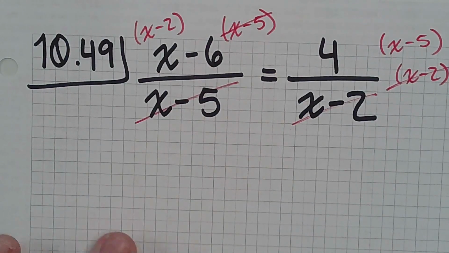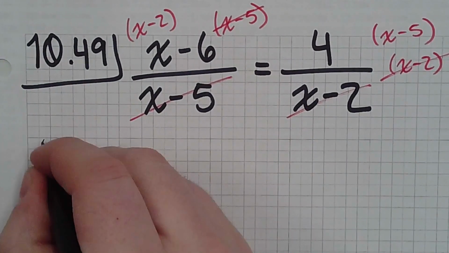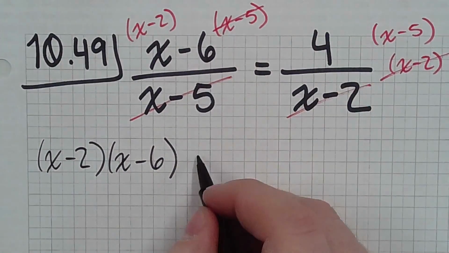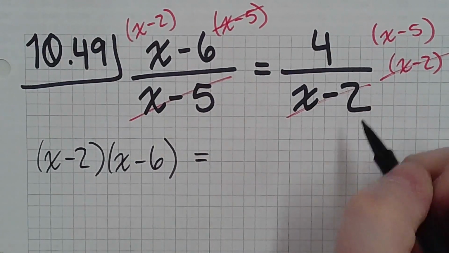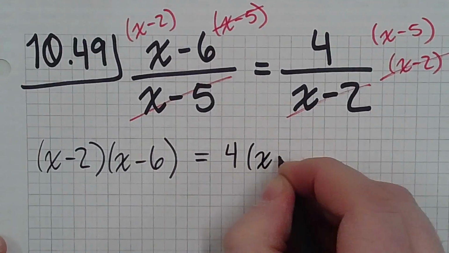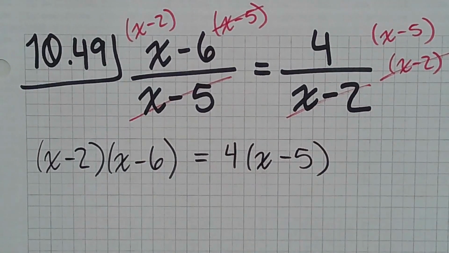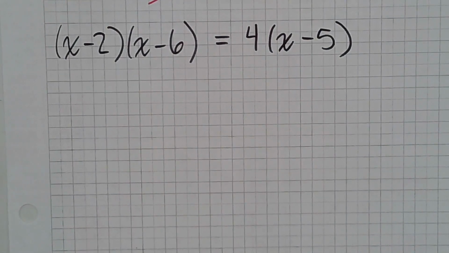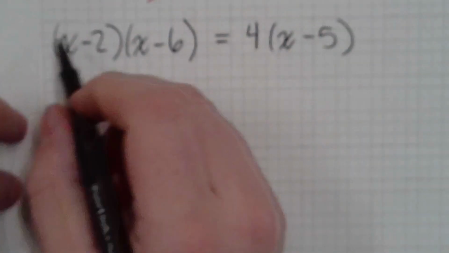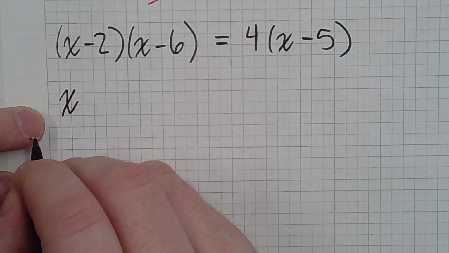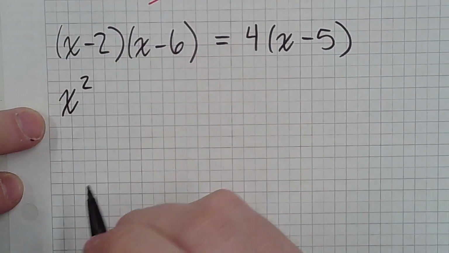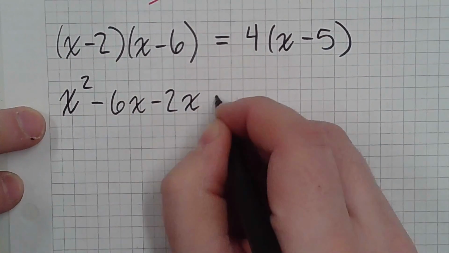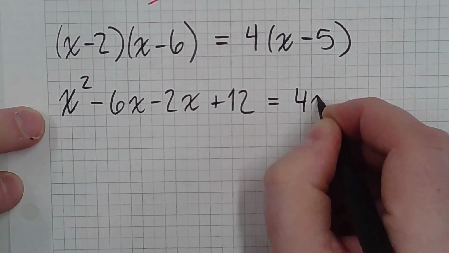And so what we end up with is x minus 2 times x minus 6. These both divided out. And then we get 4 times the quantity of x minus 5 because these both divided out. And this just gets rid of our fractions and makes our life a little bit easier. From here, if we distribute, we're going to get a quadratic, right? So let's do that so we can get a nice quadratic. X squared is what we get here. And then, of course, if we distribute that, we get negative 6x minus 2x plus 12. And then this will be 4x minus 20.